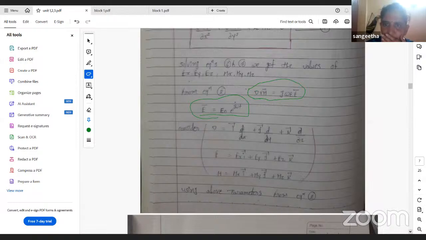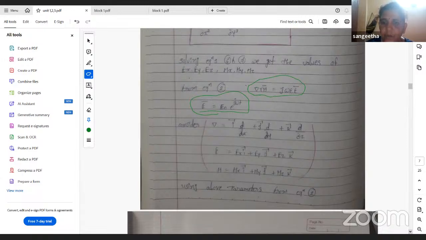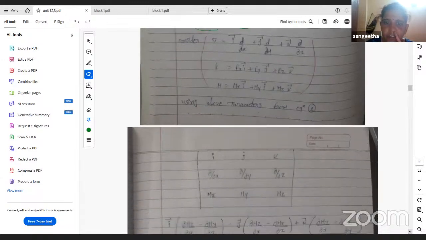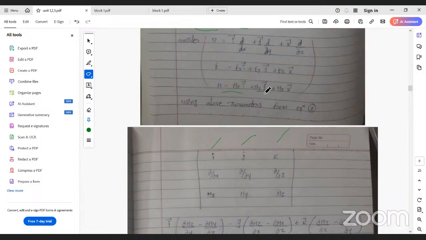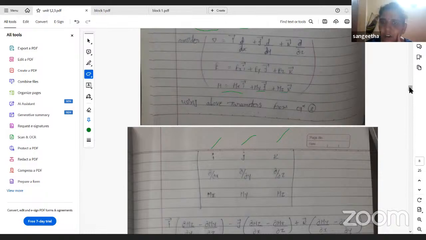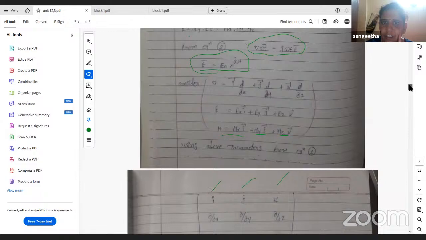Using all the above parameters, I am substituting in equation 2. After substituting in equation 2, I am taking the cross product in vector format. Is it i, j, k? What is del? Del is dou by dou x, dou by dou y, dou by dou z. What are the H components? Hx, Hy, Hz. This is del cross H that I am writing.